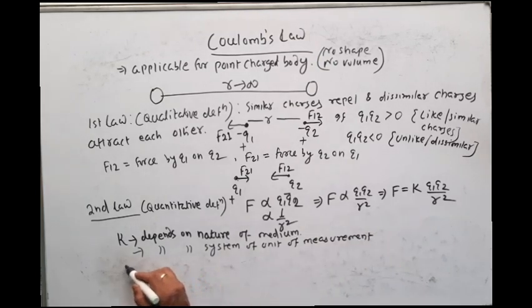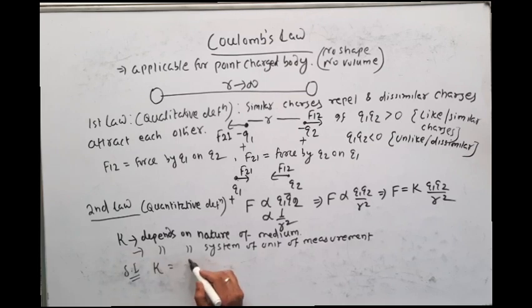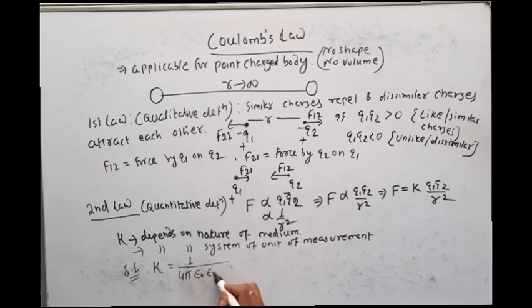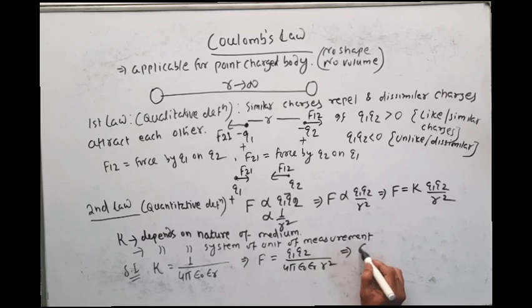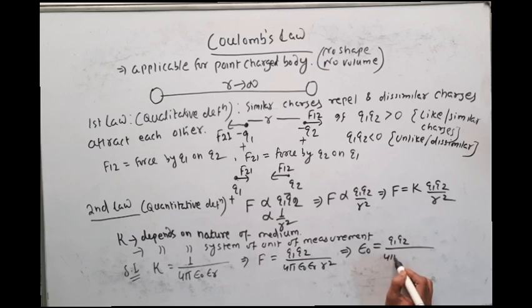We are mainly taking which system? The SI system. In the SI system, the value of K is taken to be 1 upon 4 pi epsilon naught epsilon r. So this is the constant. We can write F in place of K as 1 by 4 pi epsilon naught epsilon r, so F is equal to Q1 Q2 by 4 pi epsilon naught epsilon r R square. From this I can say epsilon naught is equal to Q1 Q2 by 4 pi epsilon r into R square.